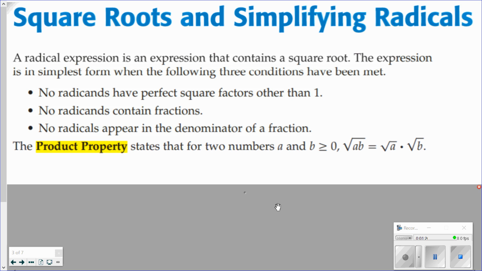The product property states that for 2 numbers, a and b, which both are greater than or equal to 0, if we multiply the square root of a times b, we can actually split up that radical into 2 separate radicals, which would be the square root of a times the square root of b. So once again, these 2 are the same.